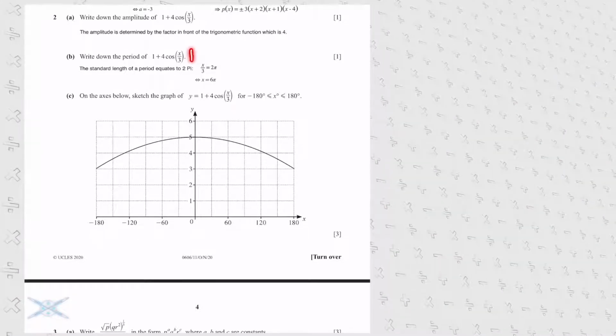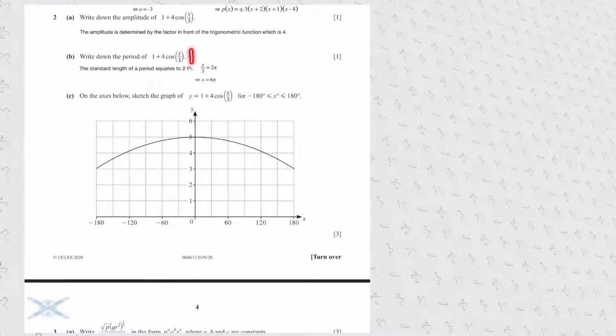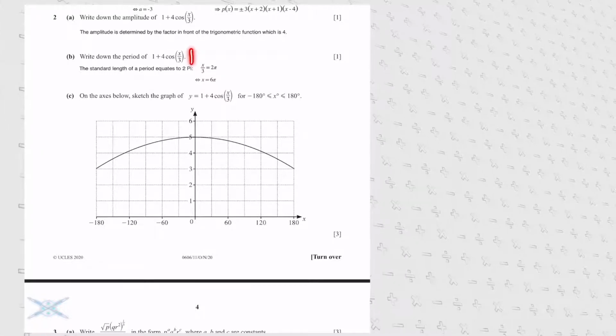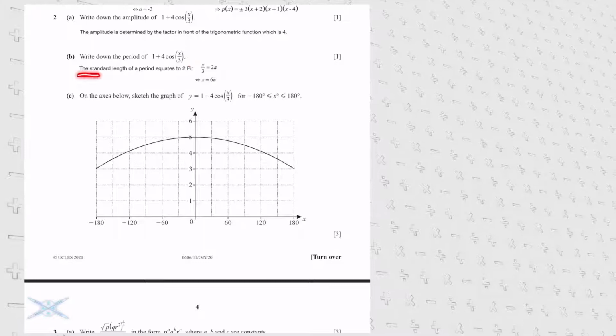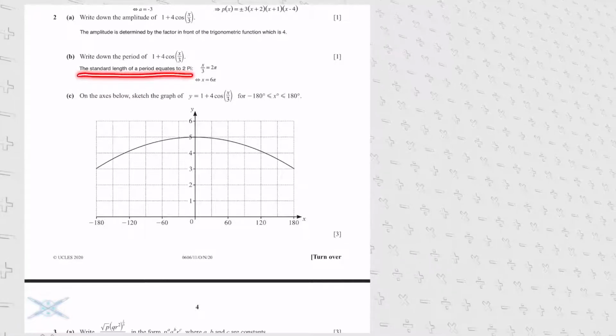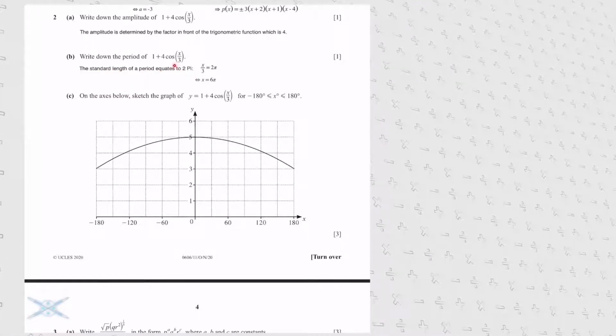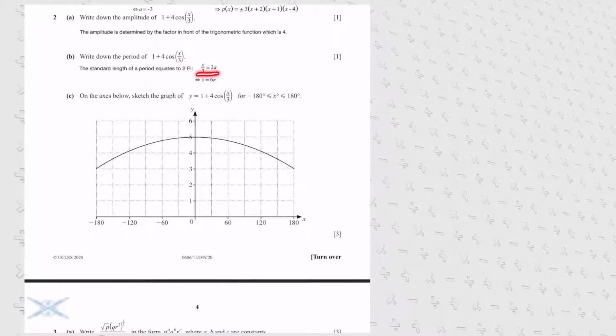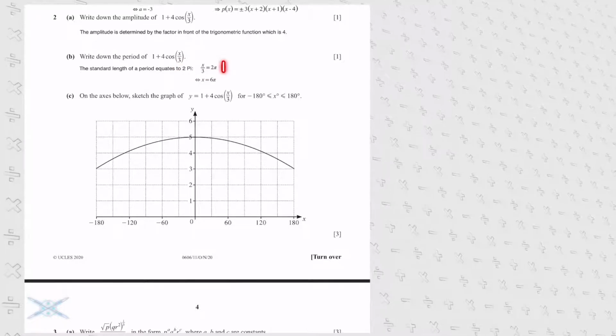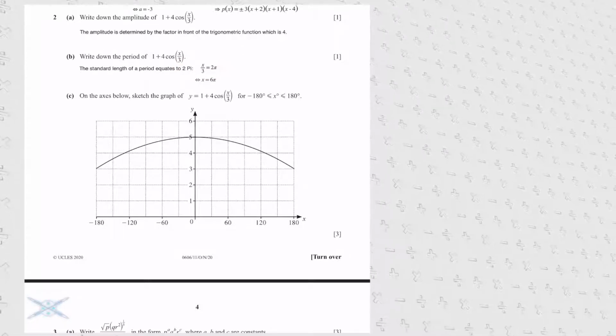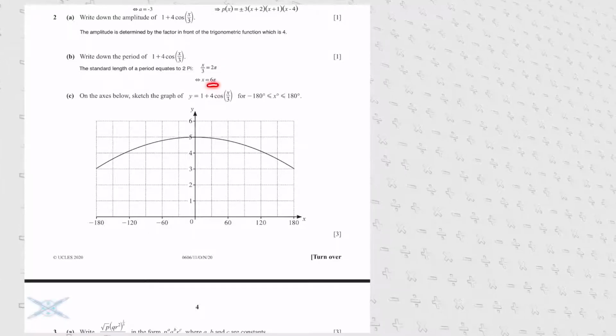In part B, we are supposed to calculate the period of the expression 1 plus 4 cosine x over 3. The standard length of a period equates to 2 pi, thus we equate x over 3 to exactly that number. Rearranging this equation provides us with the length of the period, which equals 6 pi.